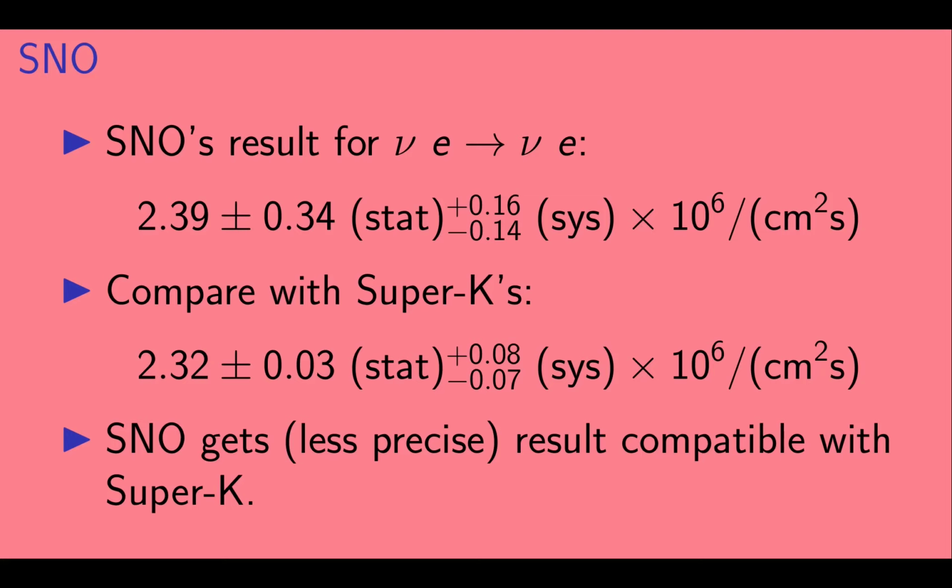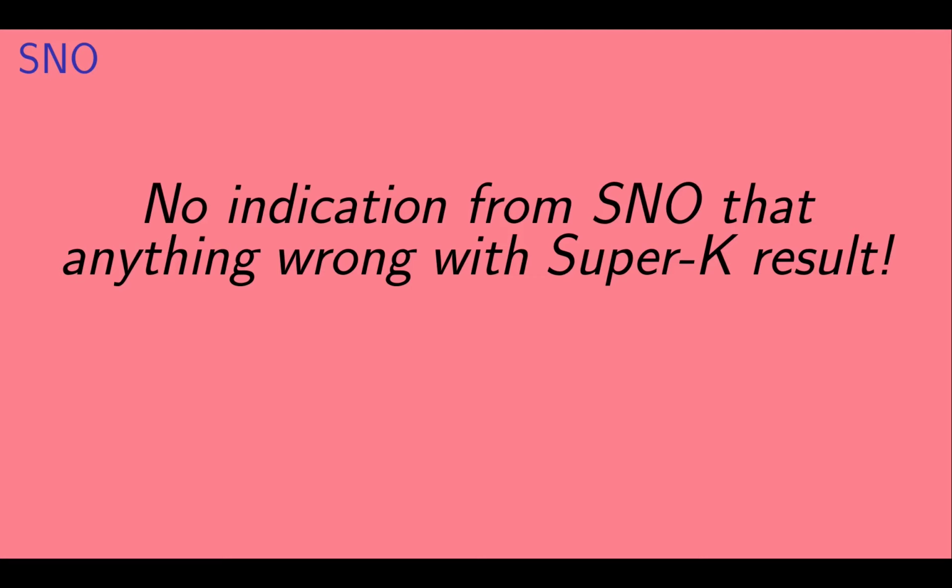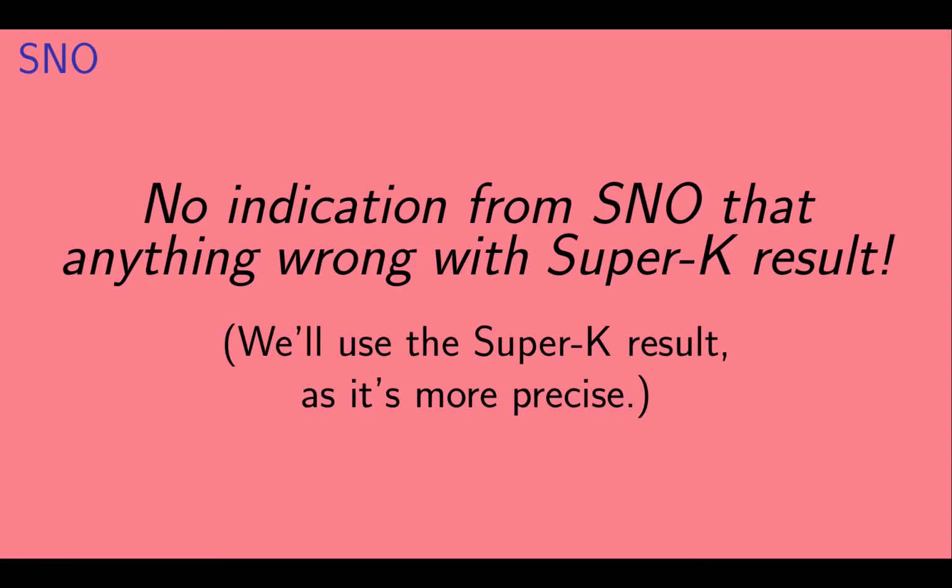SNO got a result of 2.39 times 10 to the 6 neutrinos per square centimeter per second, with an error bar of around 15%. This was in excellent agreement with Super-K's more precise result. So there was no indication from SNO that there was anything wrong with Super-K's result. In what follows, we'll use Super-K's as it is more precise.